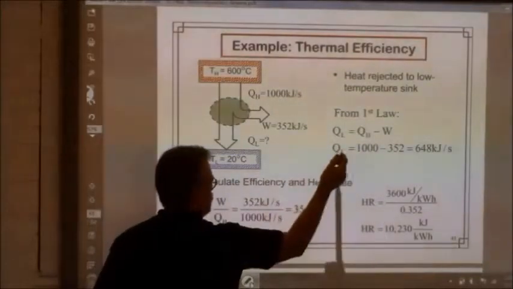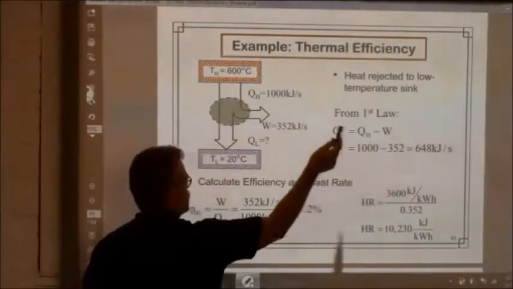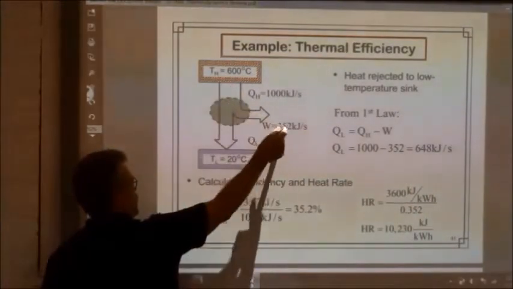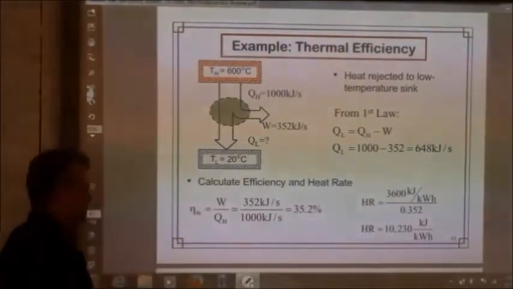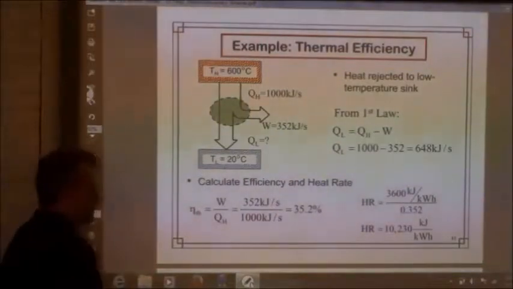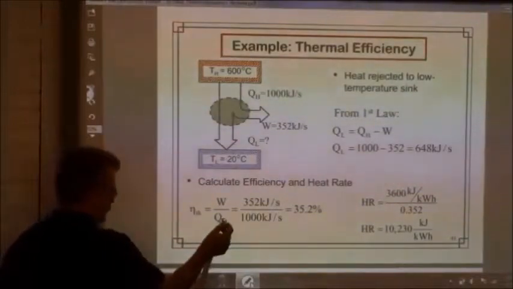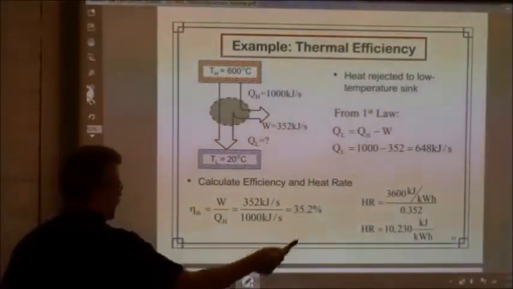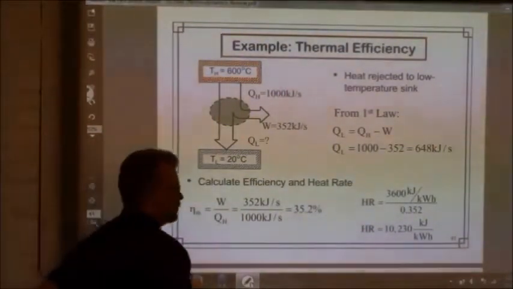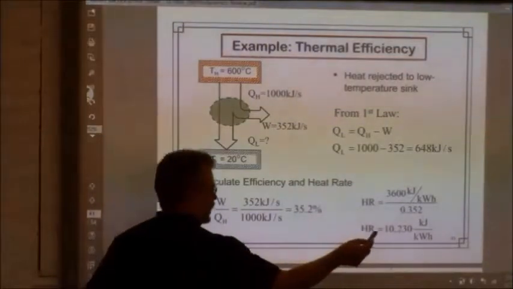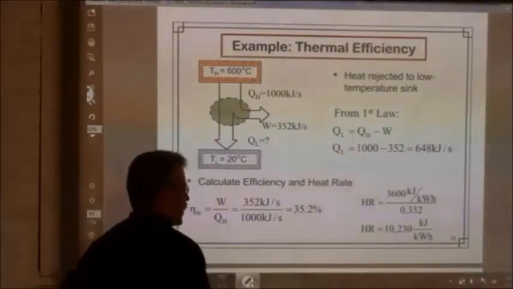From our first law, we can get what QL is. QL is equal to 1,000 minus 352, which is 648, because the energy into the cycle is equal to the useful energy plus the thermal losses. The thermal losses are 648 kilojoules per second. The efficiency is going to be the useful energy divided by the energy we're adding, which is 35.2%. We flip that over to get the heat rate. The heat rate is actually 10,230 kilojoules per kilowatt hour.